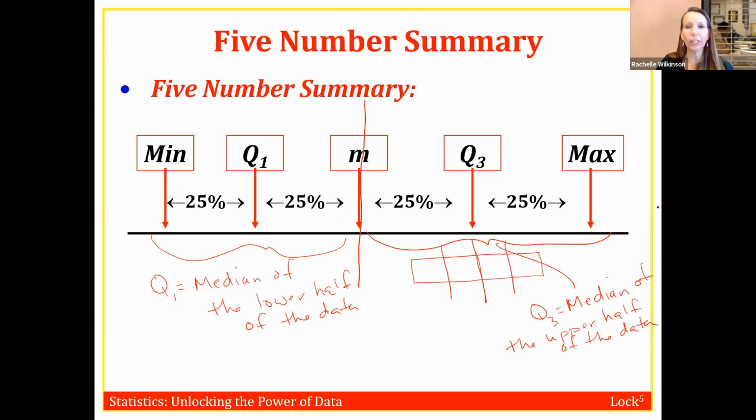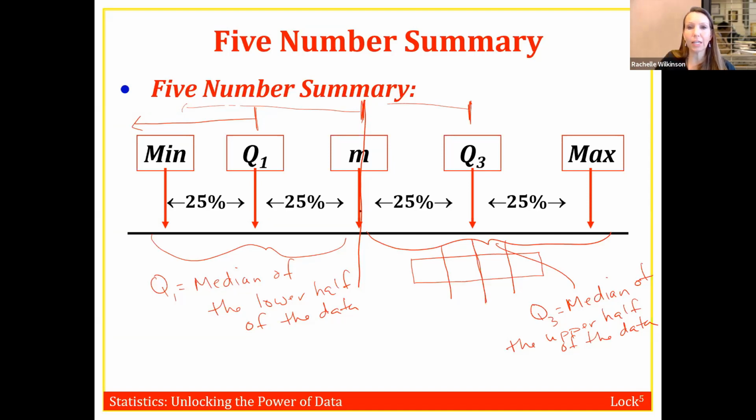But first, just looking at what this 5-number summary does, it tells us, if I look at Q1, as you can see by the groupings here, 25% of the data is less than Q1. You can see that 50% of the data is less than the median. 75% of the data is less than Q3, and then of course 100% of the data is less than the maximum.